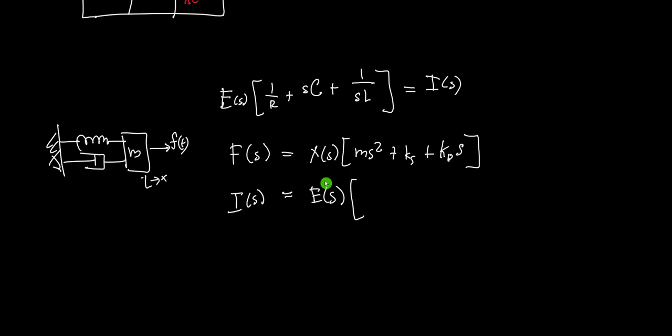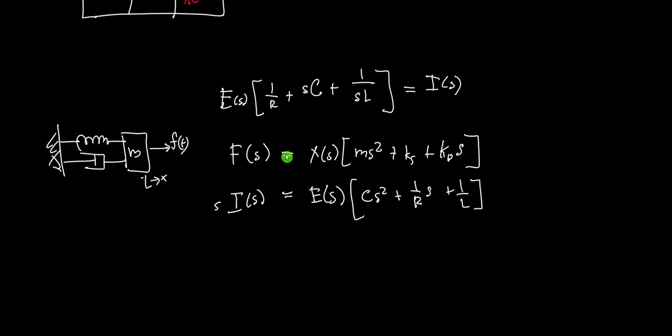If I multiply by S, what will happen? I need to divide by S also. So if I multiply by S, this will be C S squared, then plus we have 1 over R times S, and we have here 1 over L. But I did multiply by S in this equation, so I need to compensate for that at this part.